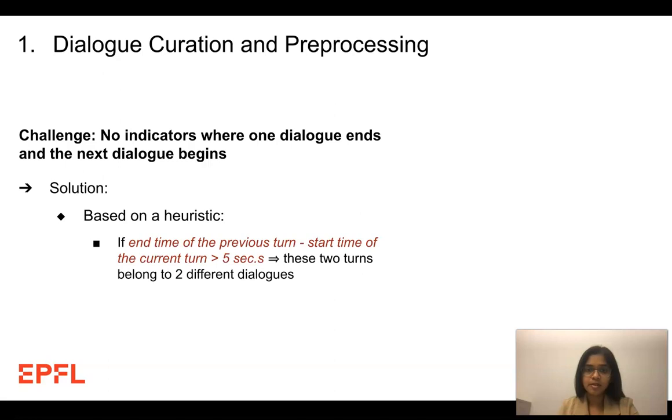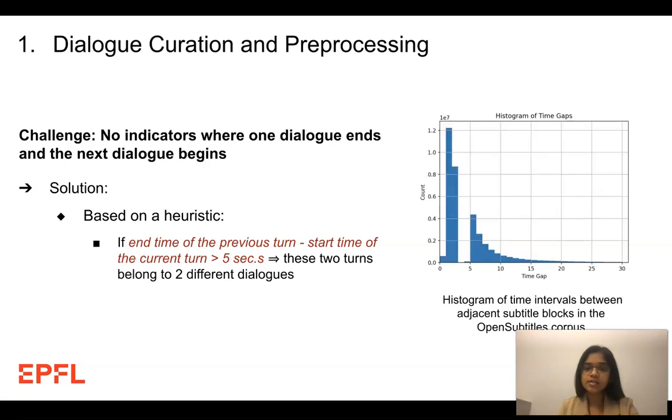That is, if the difference between the end time of the previous dialogue turn and the start time of the current dialogue turn is more than 5 seconds, we consider these 2 turns as belonging to 2 different dialogues. The choice of 5 seconds was based on the histogram of time intervals between adjacent subtitle blocks in the OpenSubtitles corpus, in which a clear drop in count was observed after 5 seconds.